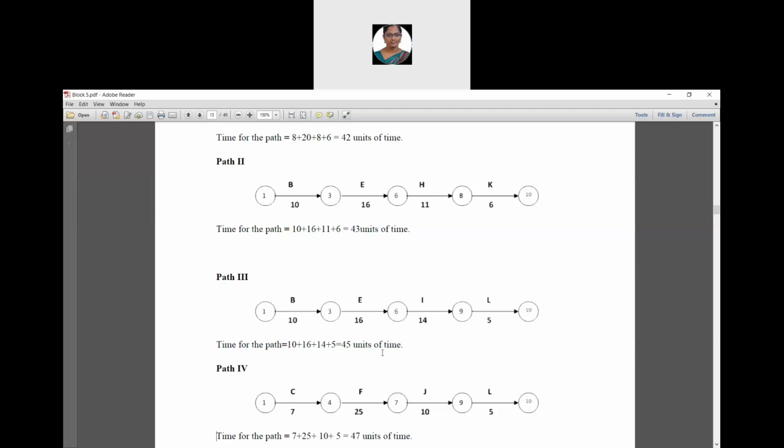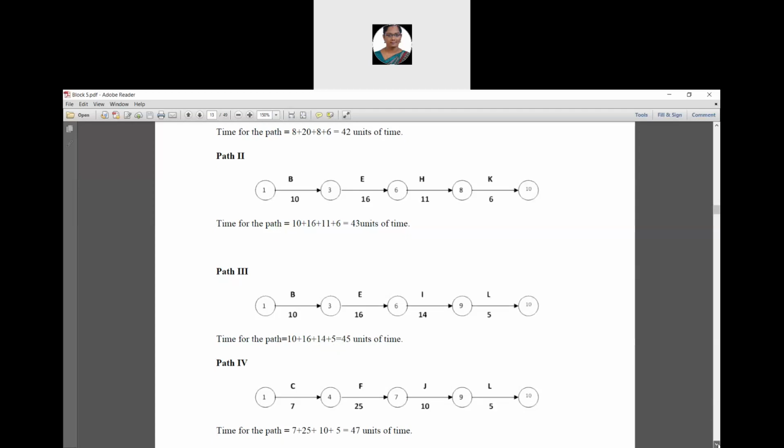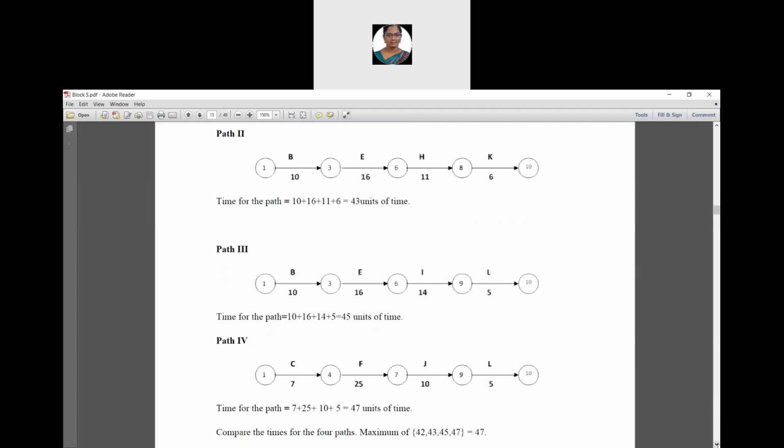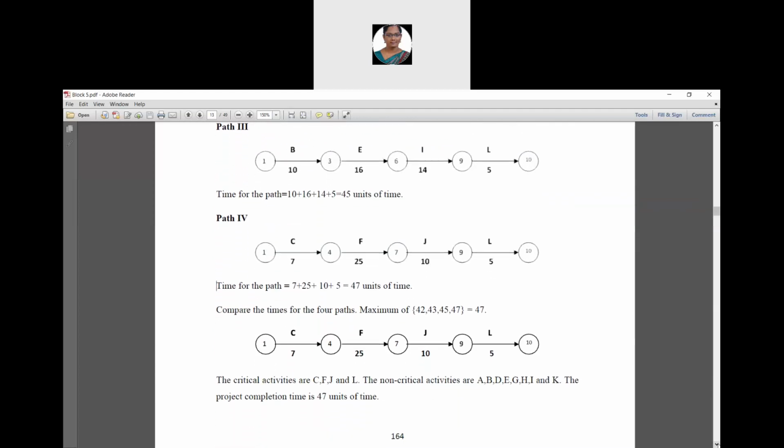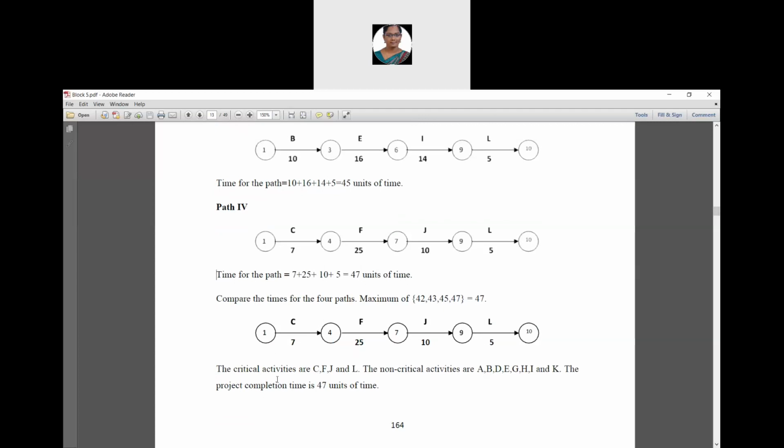Okay. Then path 4 also starts from the node 1. What do you get? From node 1 to node 4 is having an activity C and its corresponding time duration value is 7.